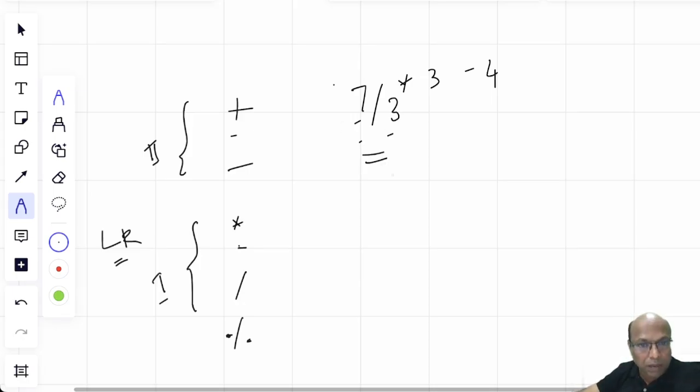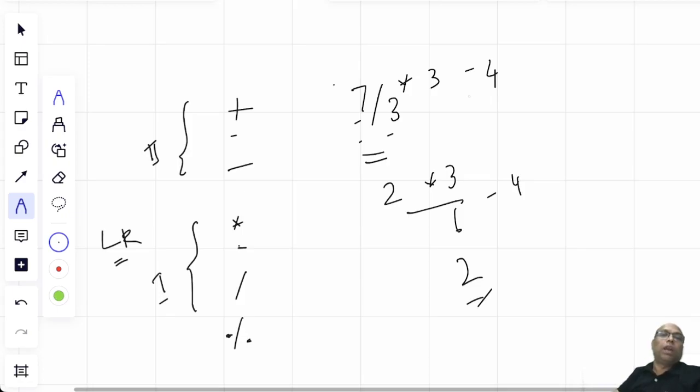Therefore, 7 by 3 will be 2 only. 2 into 3 would be what? 6. 6 minus 4 would be what? 2 for this expression.